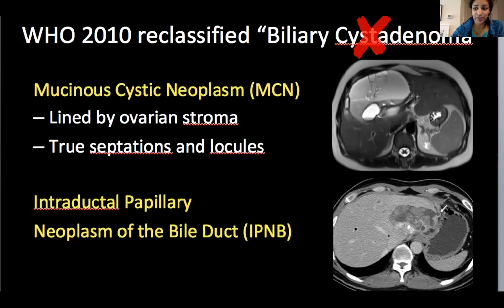The other thing that biliary cystadenomas have been now reclassified as is intraductal papillary neoplasm of the bile duct, which Gitanjali talked about last time, but that's when you see a dilation of the bile duct with papillary fronds within it. So these usually can be distinguished from each other, although both of them could be a retrospective diagnosis, but IPNB will be much more tubular, but it can have a cystic form.